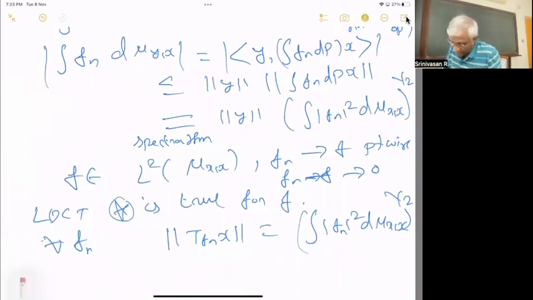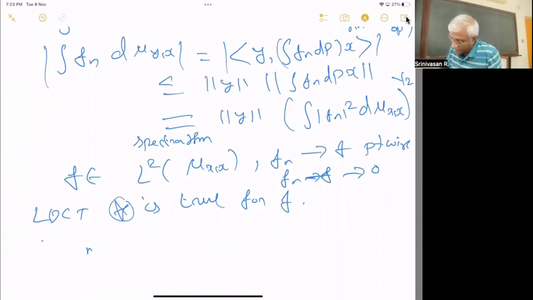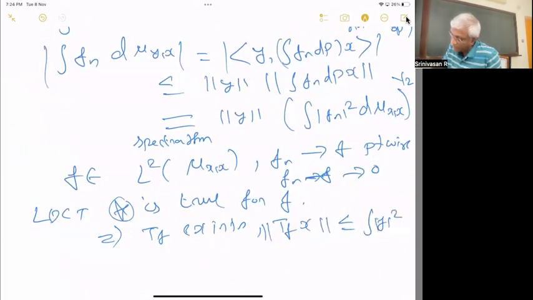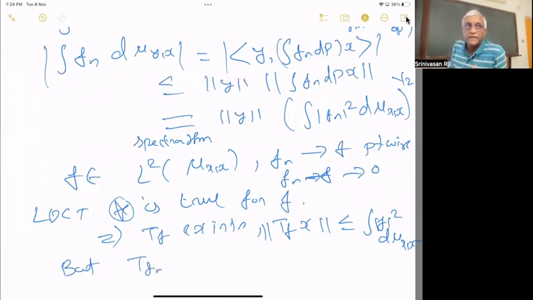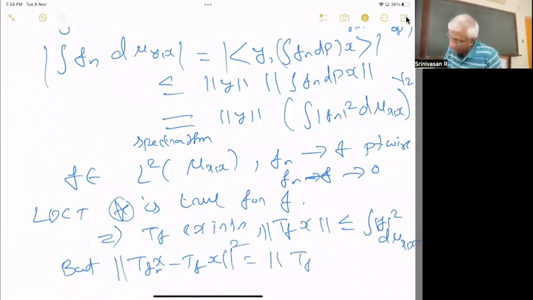I will write it again, sorry. And that says that Tfn exists, Tf exists, and the norm of Tf at X is less than or equal to the integral of F square d mu x. But Tfn minus Tf, acting on X, which is equal to norm square. If you just take it, this is equal to Tf.